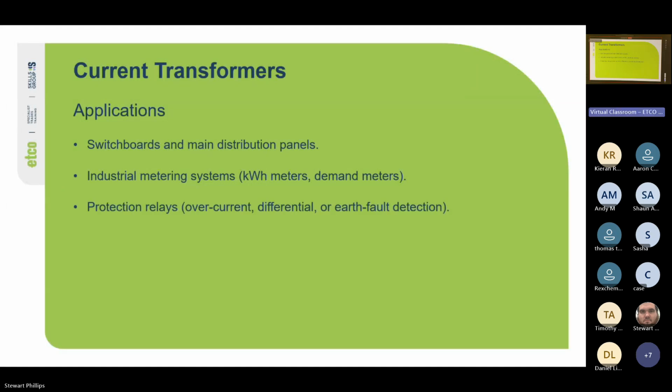Cool. So protection relays, so overcurrent, differential, or earth fault detection. If you put one around the earth conductor and it's calibrated correctly, it can send a warning or deactivate a contactor or the mains if there's too much current flowing in the earth conductor. Earth fault detection, obviously also your RCBOs and your RCDs.